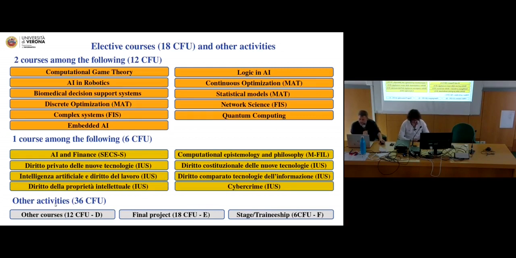Finally, you have to select 2 other courses, credit type D, okay, to do a final project of 18 credits, and then a traineeship of 6 credits. This traineeship was also strongly asked for by companies, and they also asked us to have interactions for allowing students to go directly into the companies to do these stages.